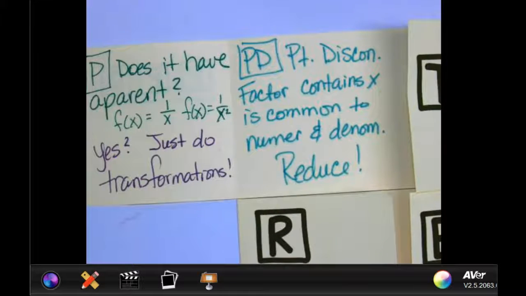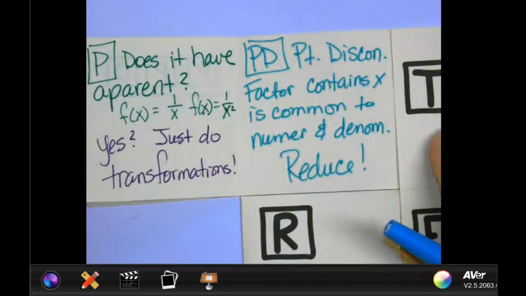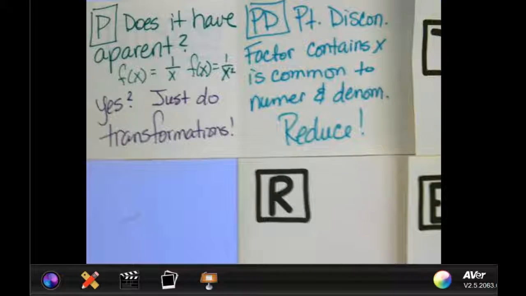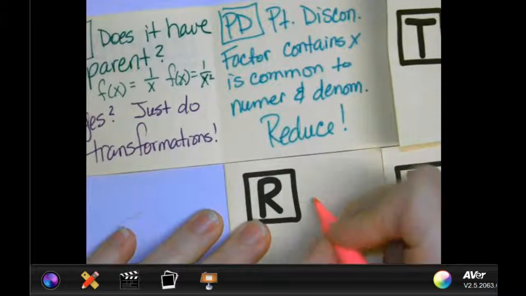Finding point discontinuity and domain are the first two things that you do, then you reduce, and then everything else happens. Okay. Everybody good with that? So that's the PPD. And then we start Ratey. Okay. So the R in Ratey stands for roots.